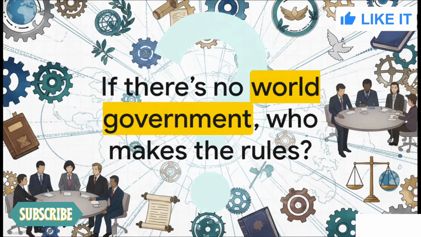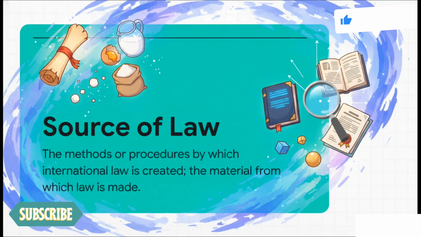Let's dive in. Right. This is the big one. This is the fundamental question. Without a single central boss, how do we maintain any kind of order? You'd think it would be total chaos, but it's not. The answer is a little complicated, but it all starts with understanding one really key concept. And that concept is the sources of law.